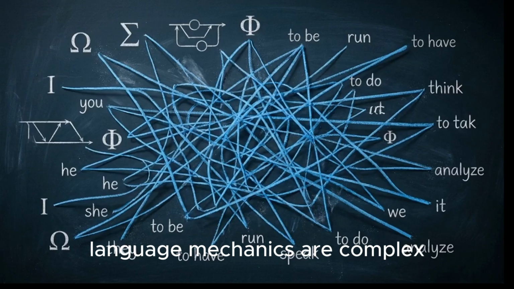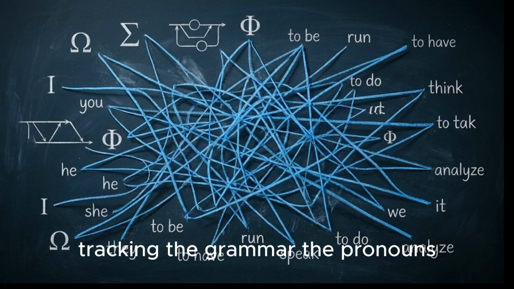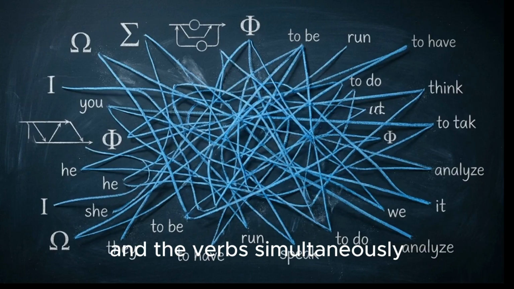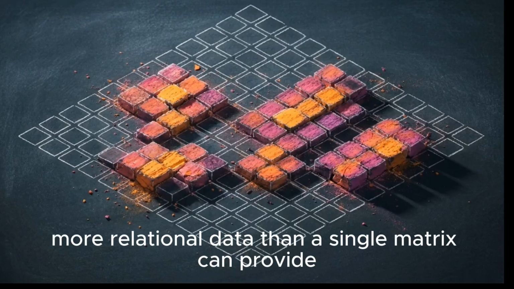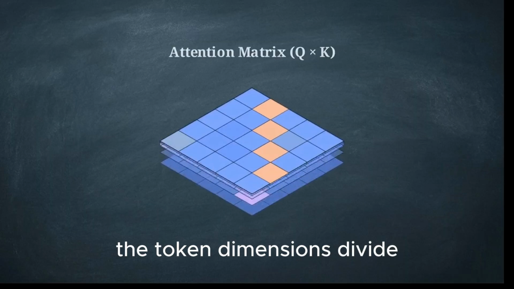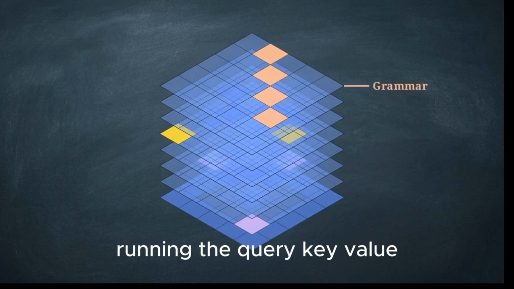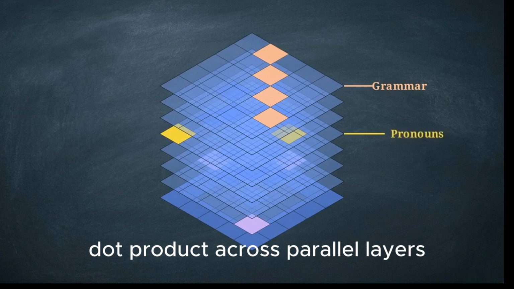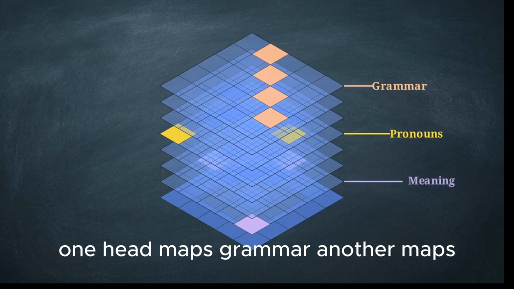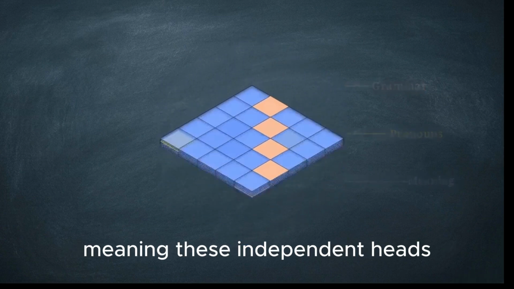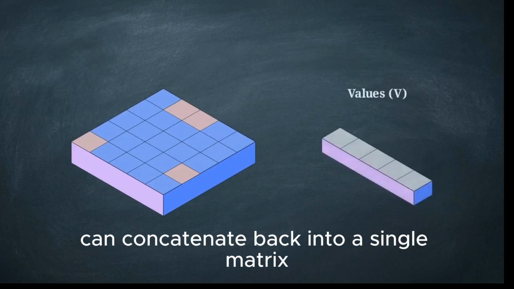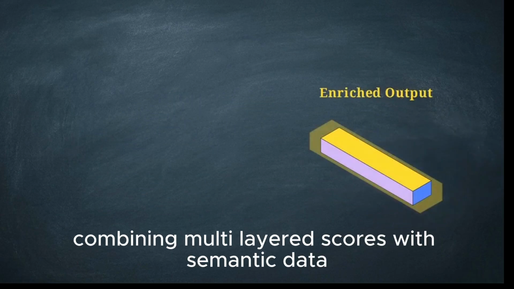Language mechanics are complex. Tracking the grammar, the pronouns, and the verbs simultaneously requires more relational data than a single matrix can provide. The token dimensions divide, running the query, key, value dot product across parallel layers. One head maps grammar, another maps meaning. These independent heads concatenate back into a single matrix, combining multi-layered scores with semantic data.